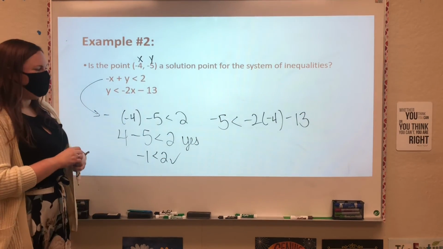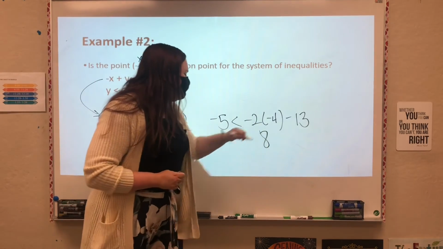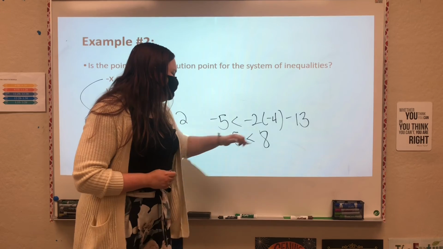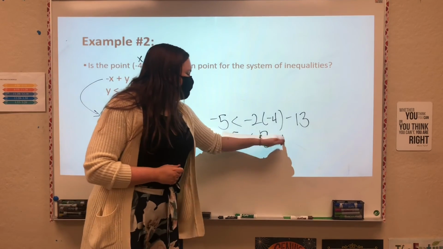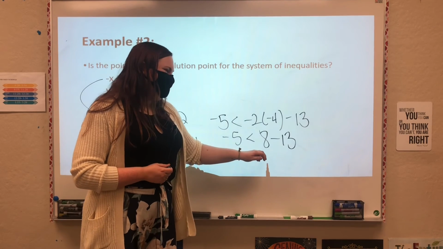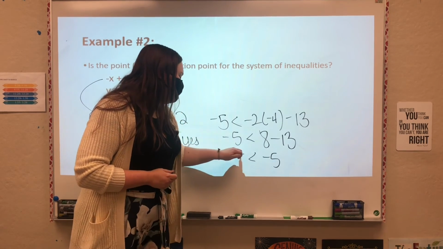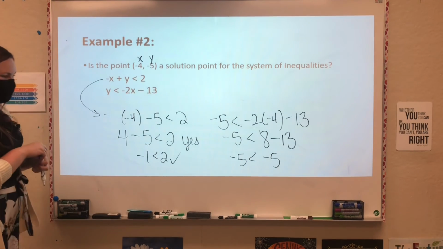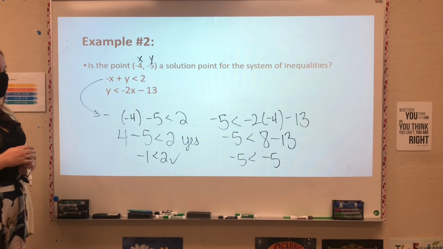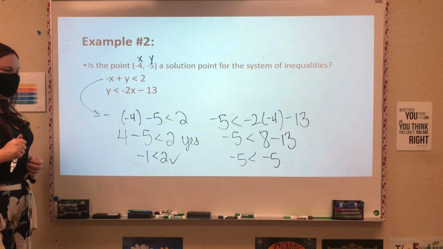And then -2 times -4 is +8. We get -5 is less than 8 minus 13. And then 8 minus 13 is -5. What do you think about that? So it would not be true. Why is that not true? Because it just says less than, not less than or equal to.